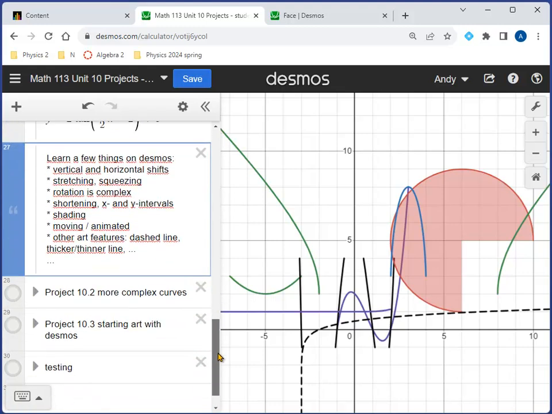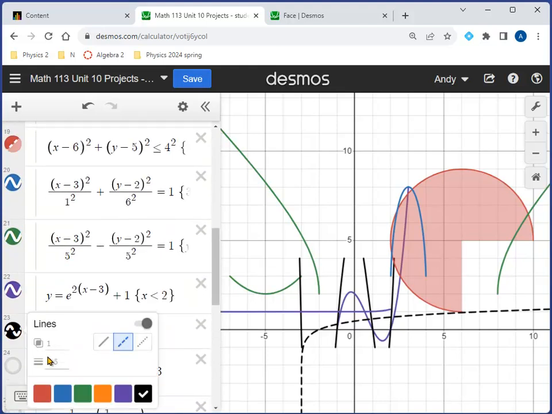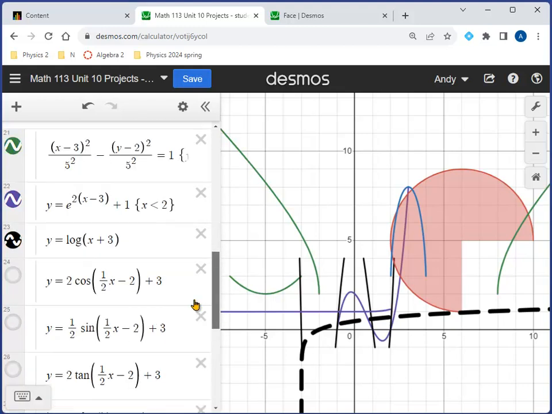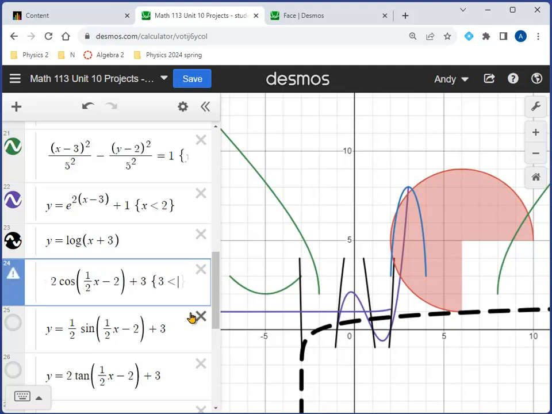And what else was on there? Thicker, thinner line. So I can go on the same one here, hold down here, and then I can make the line. It's at 2.5, so I can make this one a 7. And notice how thick it gets, right? And here are the others. And here again, I can also say, all right, just on the right-hand side here, let's say from 3 to 10. So 3 is less than x is less than 10. There we go.